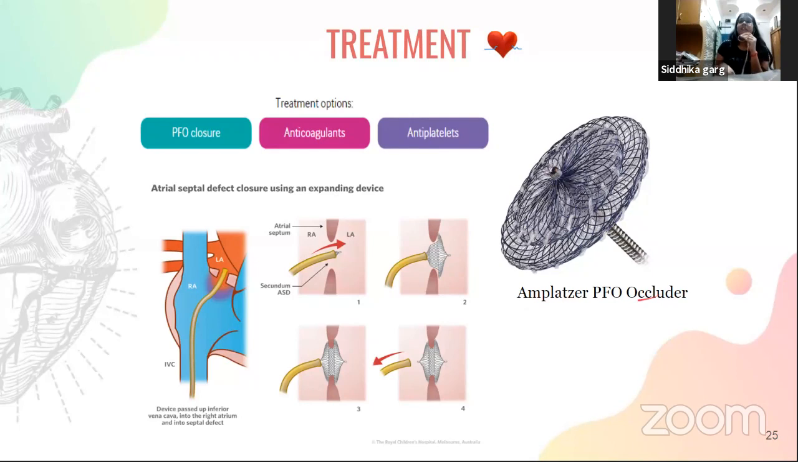Now, the treatment. The ultimate treatment modality is surgery. For that, we have the Amplatzer PFO occluder, which occludes this patent foramen ovale. Also, anticoagulants and antiplatelets are used as adjuvant drugs, which decrease the disease progression and also prevent complications.